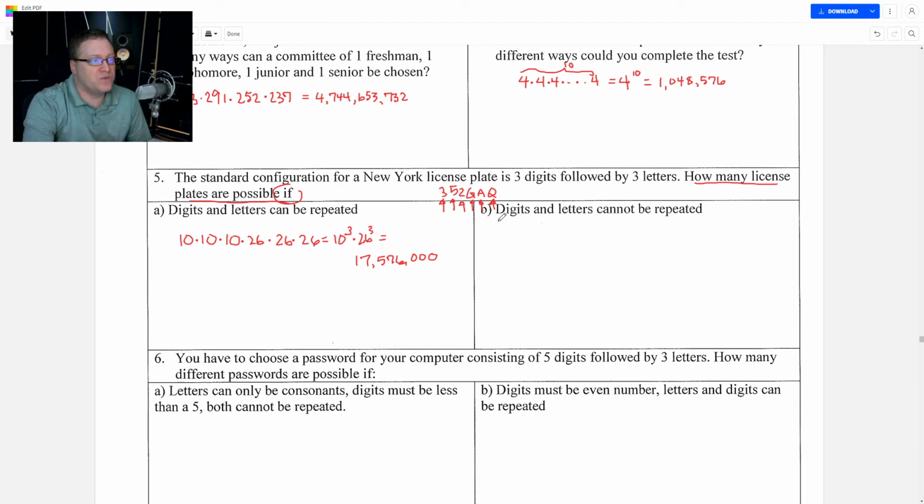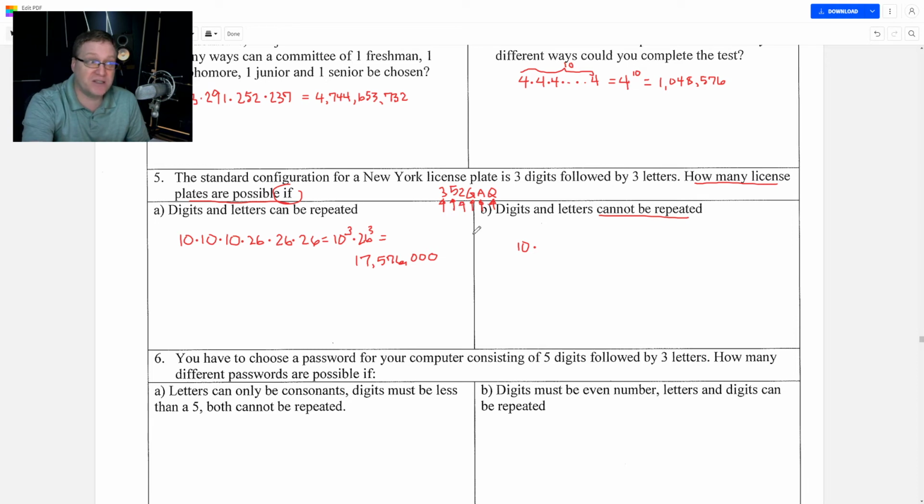All right. Next, we need to do the same problem again, but this time it says we cannot repeat. All right. What does that mean? Well, let's start again at the beginning. How many different things can we put here? Well, this has to be a digit. And how many digits are there? 10. So it's going to be 10. Then we're going to go here again, to the second one right here. How many digits can we put here?